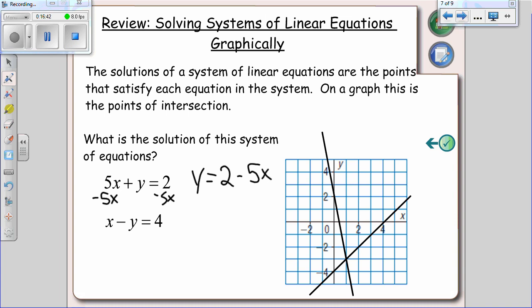Your second one, you're going to add y to both sides and subtract 4 from both sides. So plus y, minus 4, minus 4, and you'll get y is equal to x minus 4. Put the first one in as y1. Put the second one in as y2.